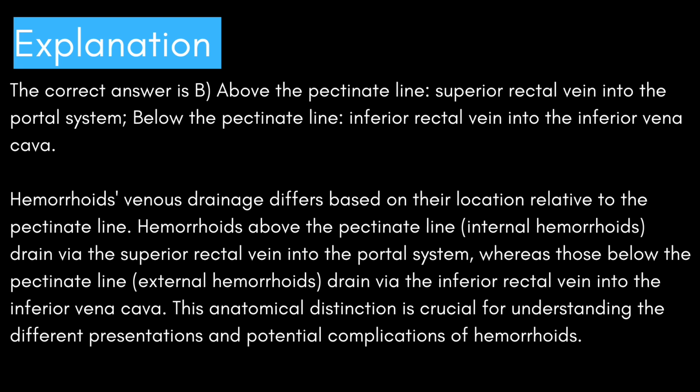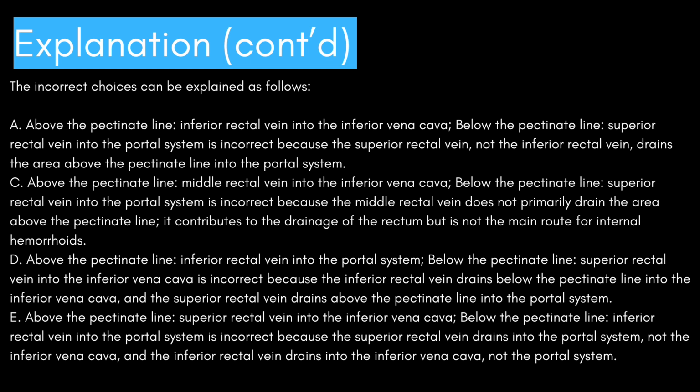All right, let's go ahead and see why the other answer choices are incorrect. The incorrect choices can be explained as follows. A. Above the pectinate line, inferior rectal vein into the inferior vena cava. Below the pectinate line, superior rectal vein into the portal system is incorrect because the superior rectal vein, not the inferior rectal vein, drains the area above the pectinate line into the portal system.